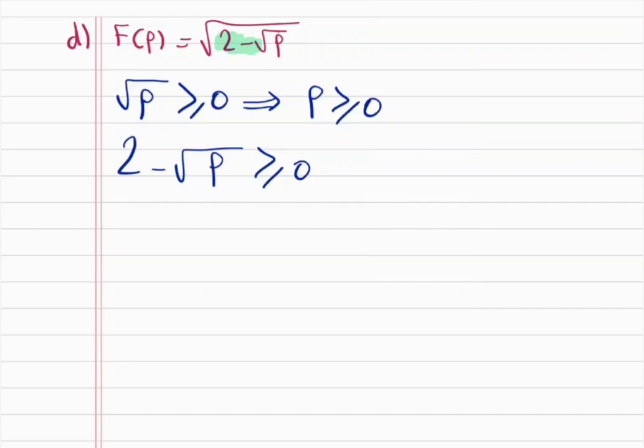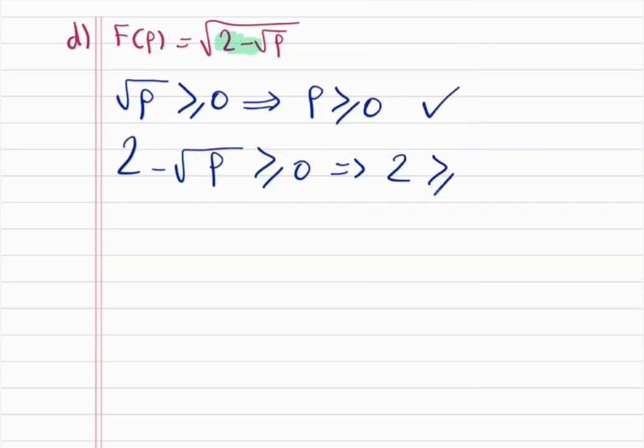Imagine if p is 49. Obviously 49 is greater than 0, so the first condition is satisfied, but the square root of 49 is 7, and then 2 minus 7 is minus 5, and the square root of minus 5 is undefined in real numbers, which violates the second condition. So that's why we should consider the second condition as well, and now we can just rearrange that.